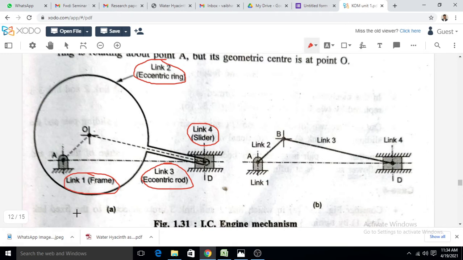So see here, this eccentric ring is rotating about the point A. This eccentric ring is rotating about a point A. So what is O here? O is the geometric center of this ring.